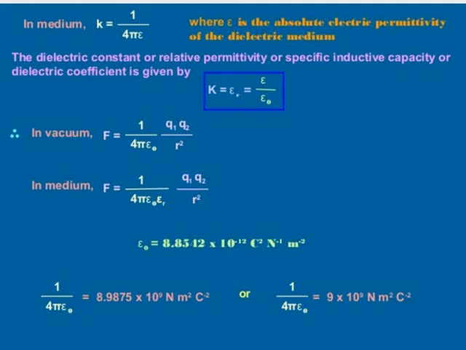And the value of epsilon naught is 8.85 into 10 raised to power minus 12 coulomb square per newton per meter square. Therefore, 1 by 4 pi epsilon naught will be nearly equal to 9 into 10 raised to power 9 newton meter square per coulomb square.